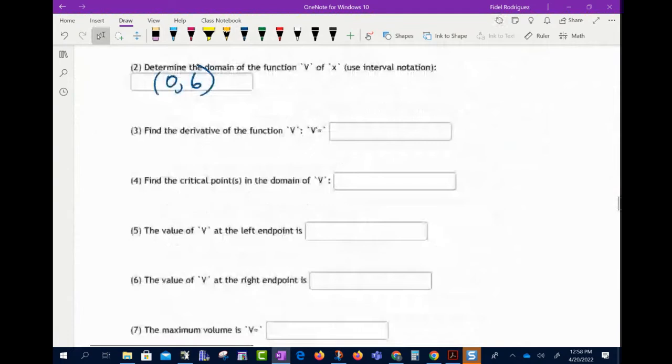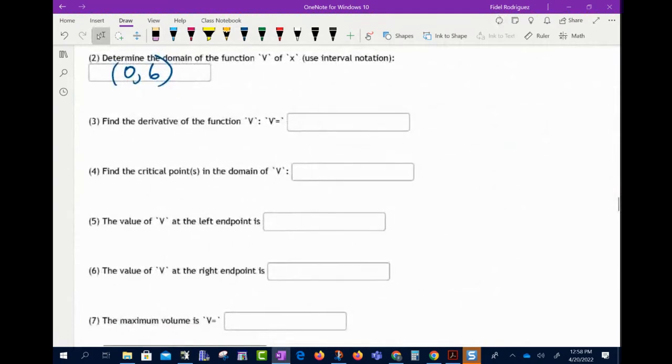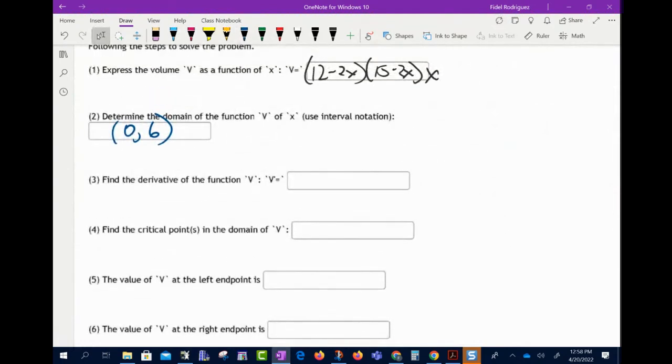Okay, so now look at step number 3. Step number 3 says find the derivative of the function. Okay, y'all, so before I do that, right here was our original function. We had it in factored form. Let's go ahead and multiply this whole thing out. We're going to go really slow here. We're going to FOIL this thing out.